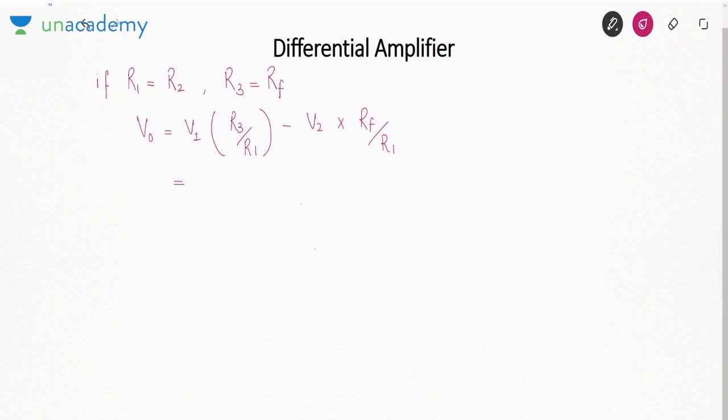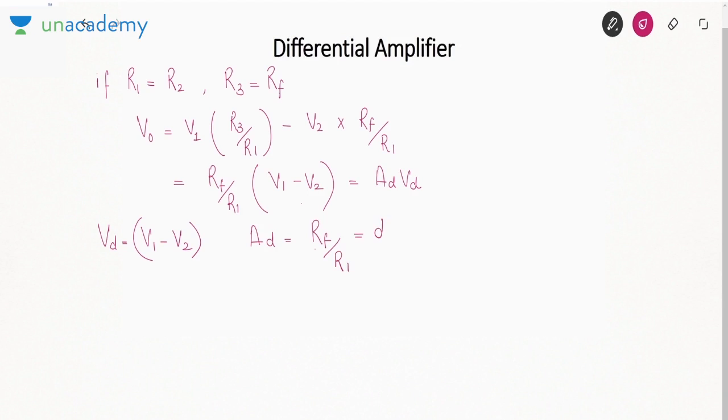Now R3 is the same as RF. So RF by R1 can be taken common: V1 minus V2. This you can write as AD VD, where VD is nothing but the difference of the two voltages V1 minus V2, and AD is the differential gain, which comes out to be RF by R1. Okay. So that is the output voltage in this case. So you can say that the amplifier is amplifying the difference of the two voltages, that is V1 and V2.